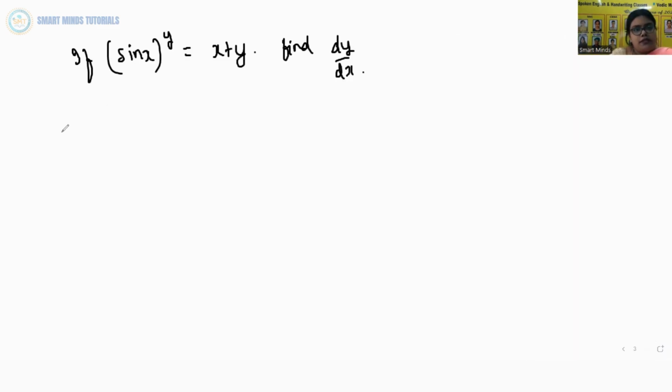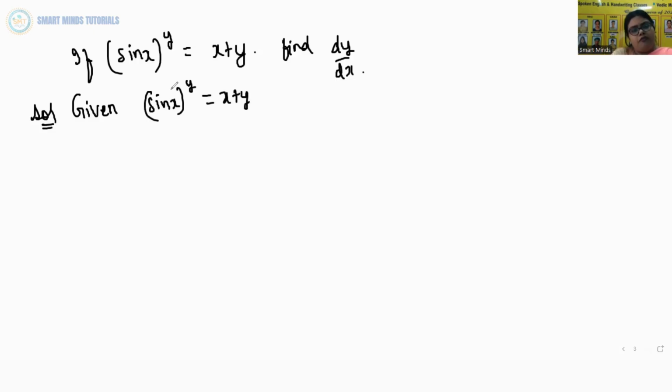Now see, take this question. This is another question. If (sin x)^y is equal to x plus y, then find dy by dx. So first we will write the given equation: (sin x)^y equals x plus y.